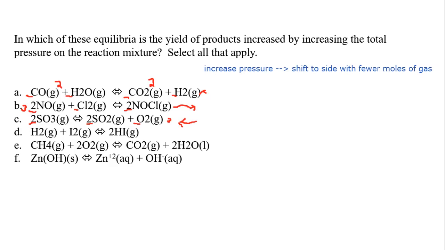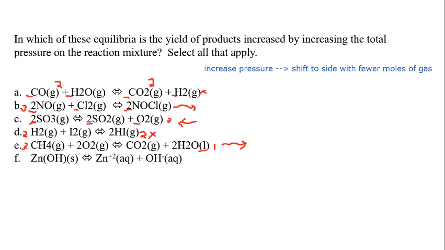In D, we have 2 moles on the reactant side, 2 moles on the product side. This would have no change in equilibrium because there's no change in the moles of gas. In E, we have 3 moles on the reactant side, and we have 1 mole on the product side. So for pressure, it's going to shift to the side with fewer moles of gas. So that'd be the products. Again, here H2O is a liquid. It won't be affected by the increase in pressure.